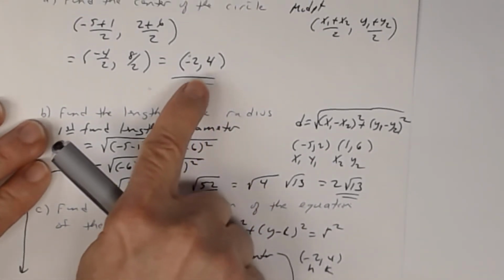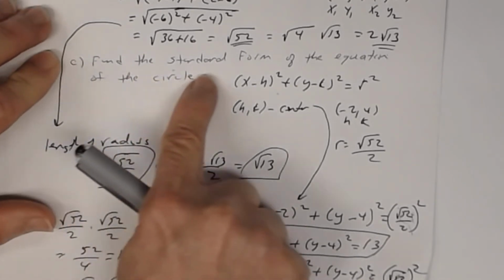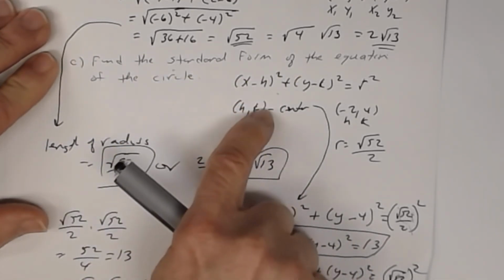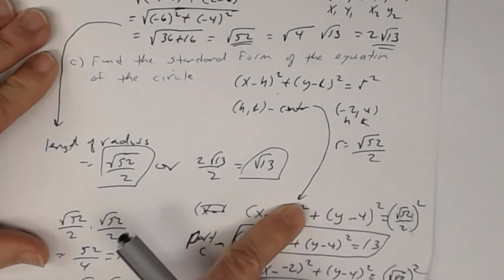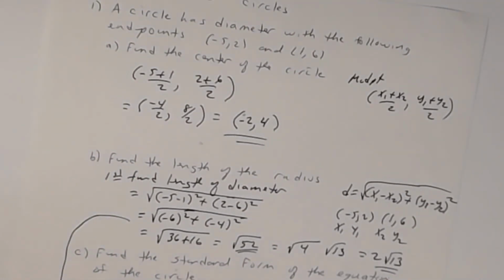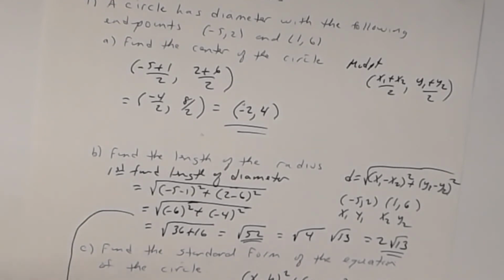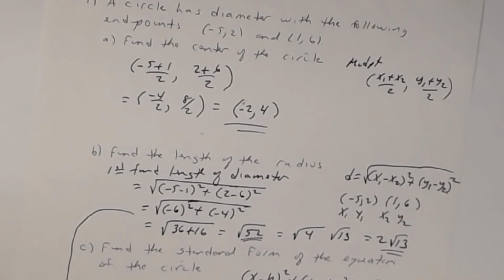So now you have the center, you have the radius, and now you can find the standard form. Remember, HK is your center, in this case negative 2, 4, and your radius is square root of 52 divided by 2. You just plug that stuff in, and you get your answer. All right, so that was topic 10, part D. So it's not that difficult, but it's not that easy either. But in the end, most students can get through these concepts fairly easily.